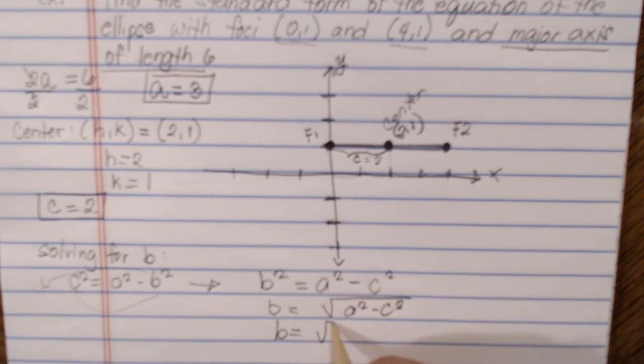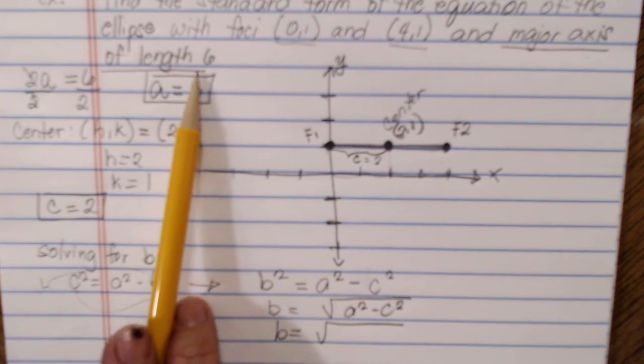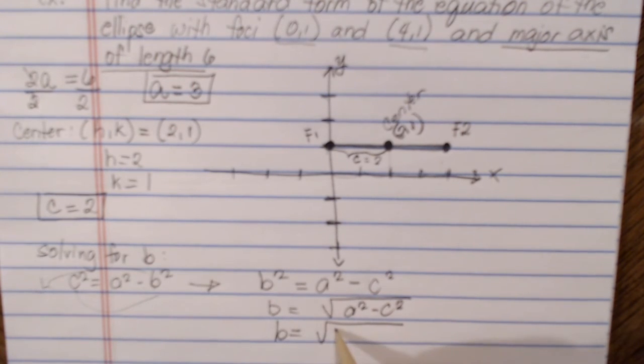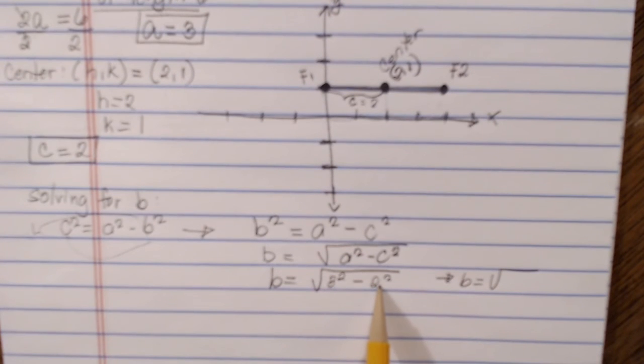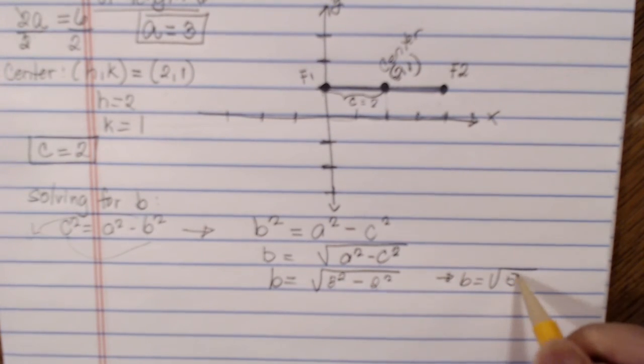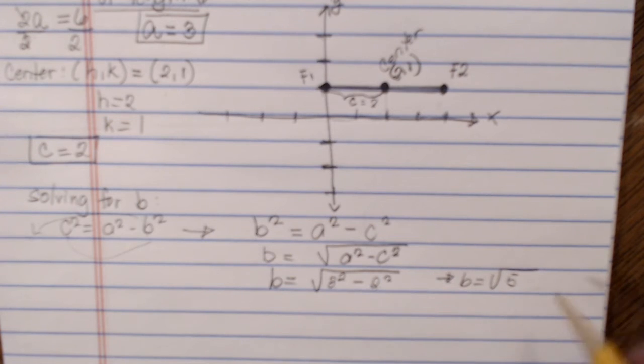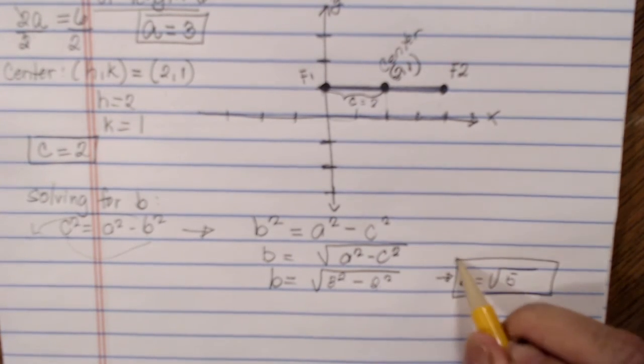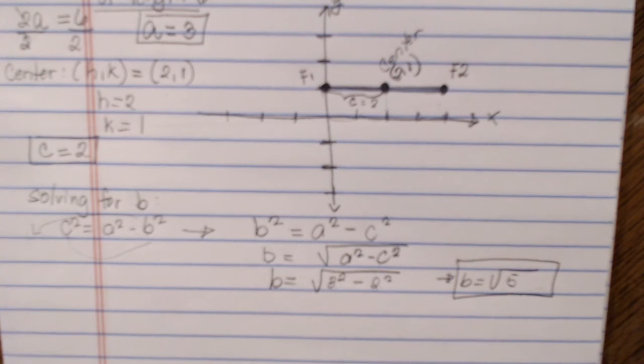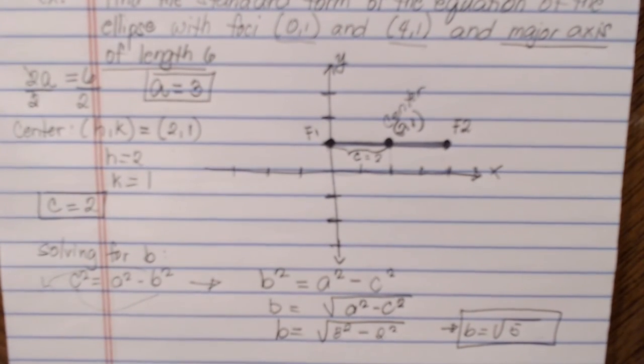Your a is 3, so 3 squared, minus, what is your c? Your c is 2, so 2 squared. So b equals the square root of 9 minus 4, because 3 squared is 9 and 2 squared is 4. 9 minus 4 is 5, and the square root of 5 is just the square root of 5. So I have my b, my b is the square root of 5.